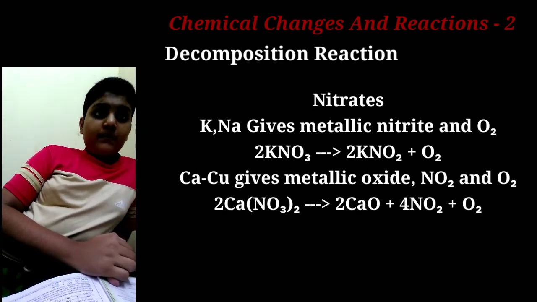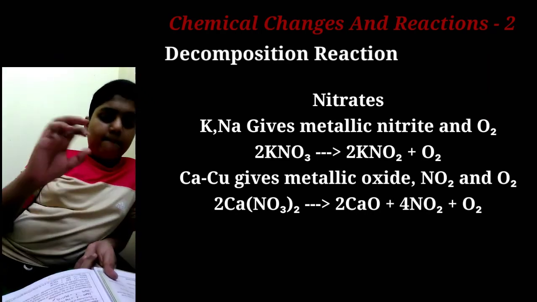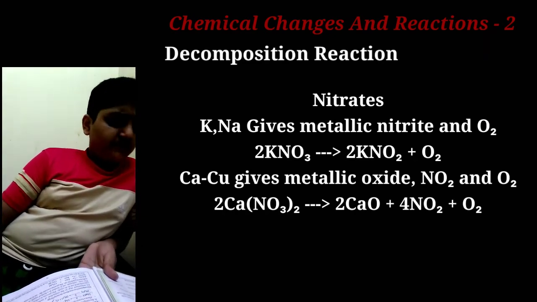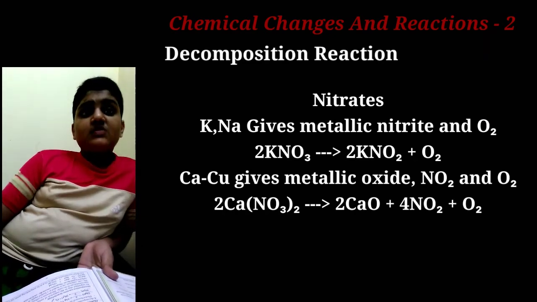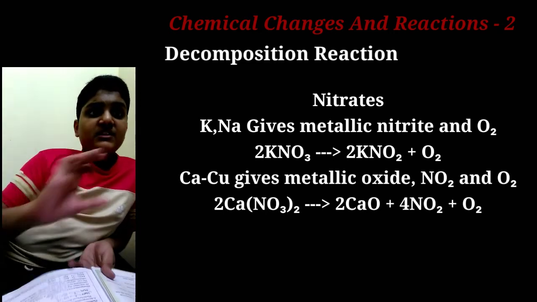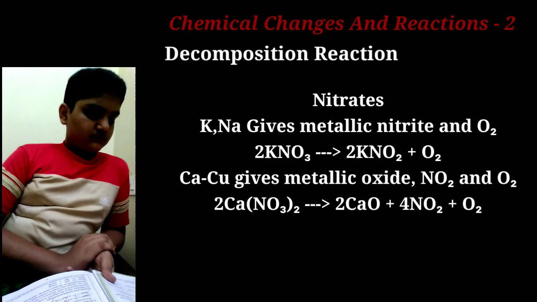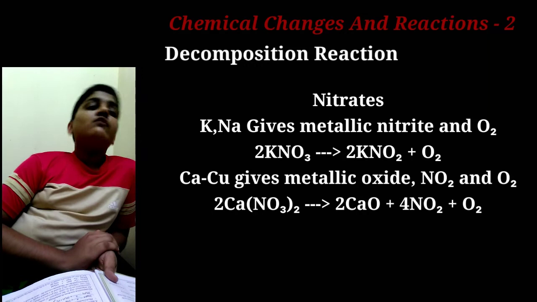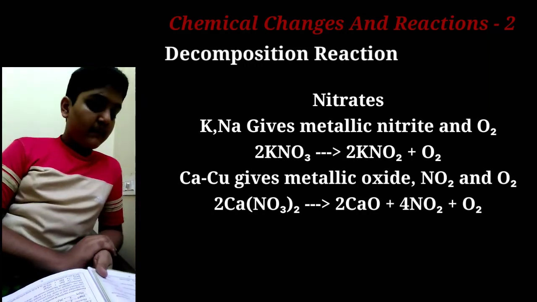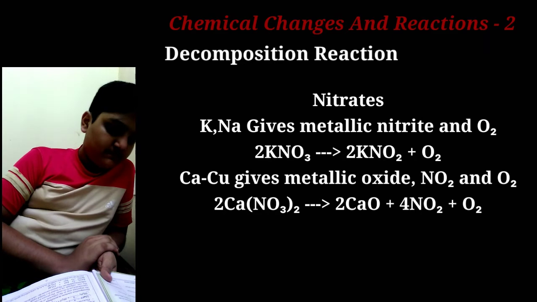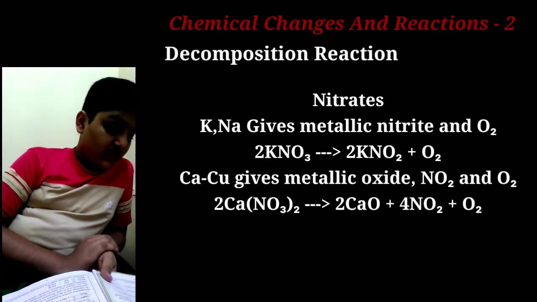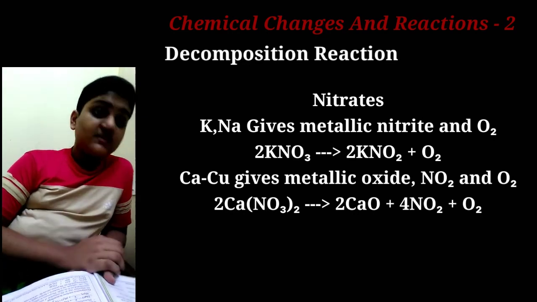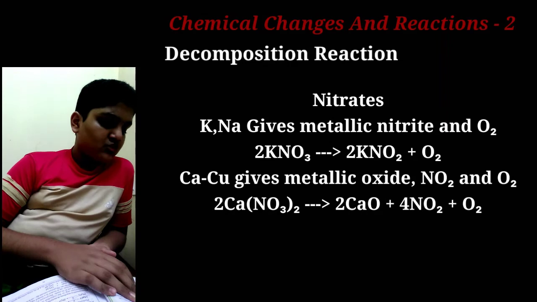From calcium to copper, they give metallic oxide plus nitrogen dioxide plus oxygen. Don't get confused by this. Calcium nitrate on heating gives calcium oxide plus nitrogen dioxide plus oxygen. And mercury and silver, in that case, we have metal plus nitrogen dioxide plus oxygen. Not metallic oxide, metals only.